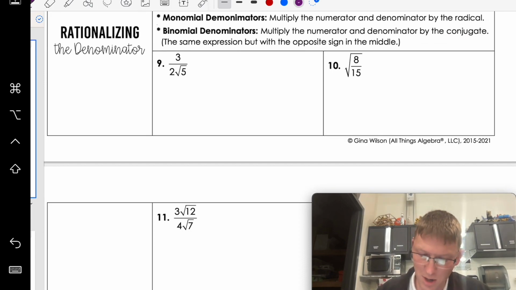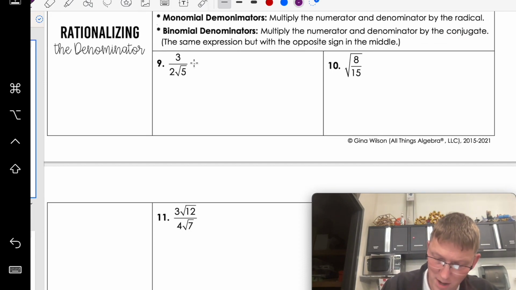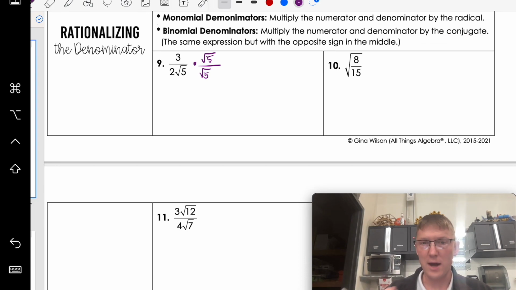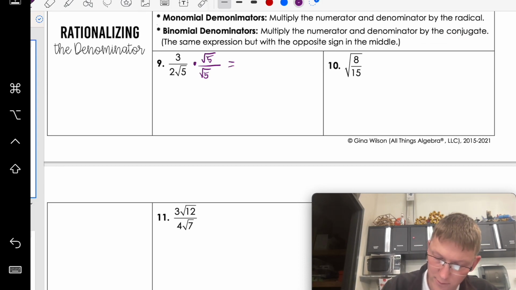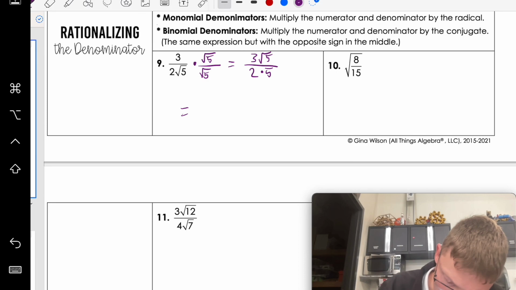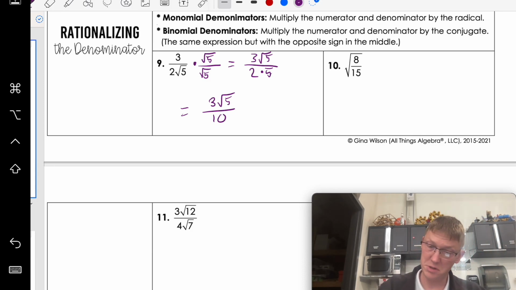If I look at number 9, we've got a square root of 5 on the bottom. So we're going to multiply the top by square root of 5 and the bottom by square root of 5. Square root of 5 times square root of 5 is 5. So on the bottom, we're going to have 2 times 5. On the top, we're going to have 3 root 5. For our final answer, we simplify the bottom: 3 square root of 5 on top, 2 times 5 is 10, and it looks reduced to me.